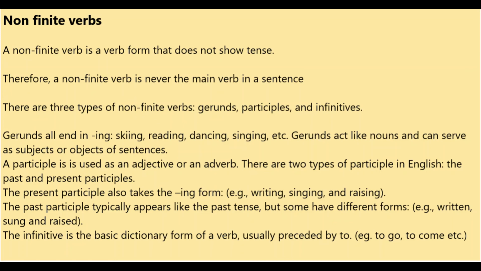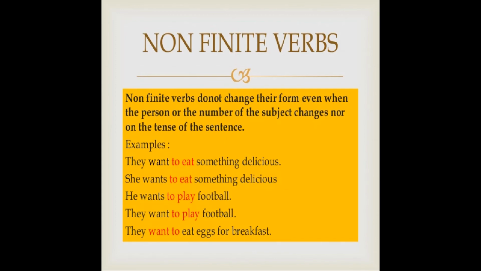Now here is an example. Non-finite verbs do not change the form, even with the person, the number, the subject, or the tense of the sentence. They want to eat something delicious. She wants to eat something delicious. No change there. They want to play football. They want to eat eggs for breakfast. Whatever way you change the sentence, to eat remains the same, because it is never affected by the tense of the sentence. It is not affected by the number or the person of the sentence. It is not affected by anything in the sentence. They are just non-finite verbs.